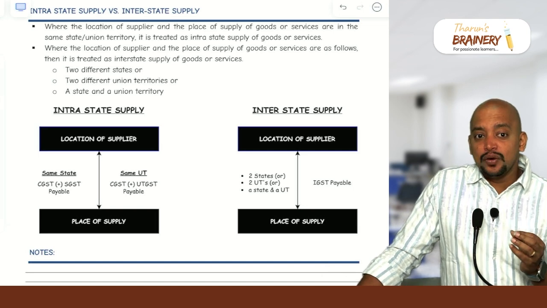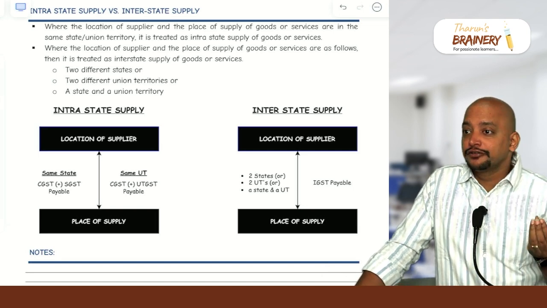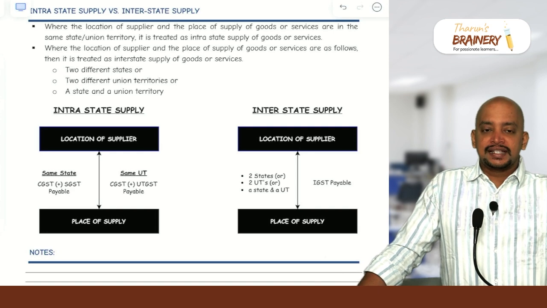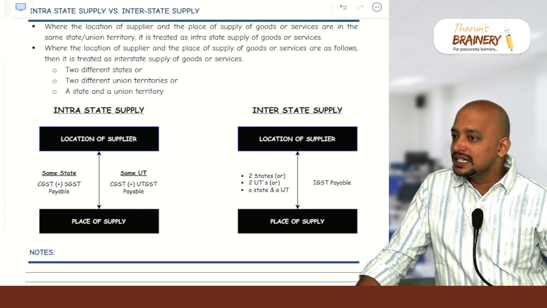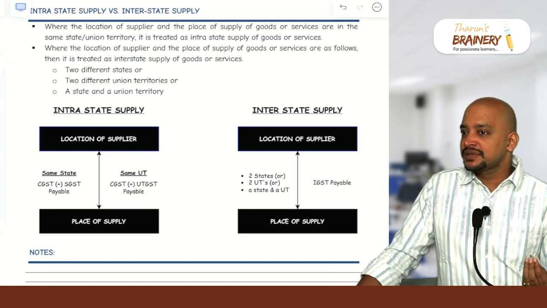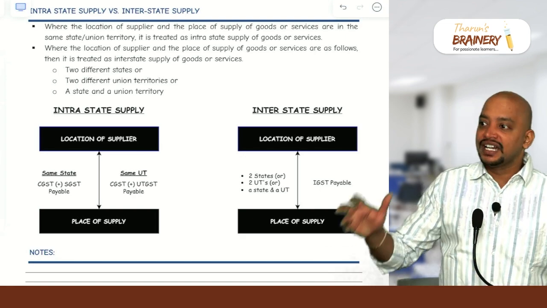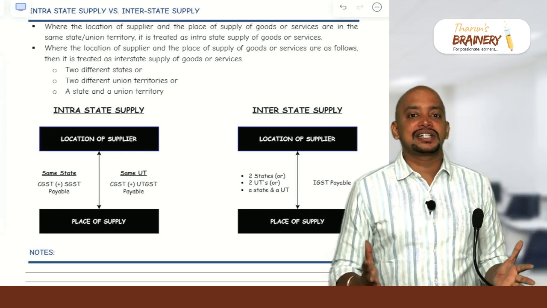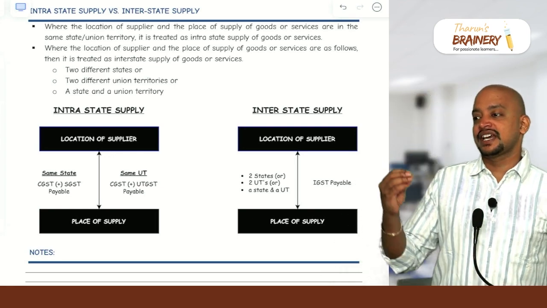But GST, what is the event? Supply of goods or services. Like for example, excise duty event was manufacture, sales tax event was sale, and customs event was import or export. Like that, what is the event under GST? Supply of goods or services.